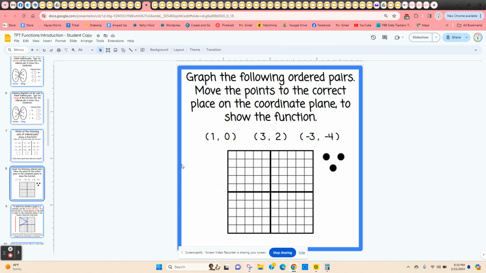Now we're going to graph some numbers on the coordinate plane. Students are going to click and hold on these points and put them into the correct place to show these ordered pairs. So for the first one, 1, 0, they're going to start at the origin, go to the right 1, and then stay right there for 1, 0. 3, 2, to the right 3, up 2. -3, -4, to the left 3, down 4. And this is a function.